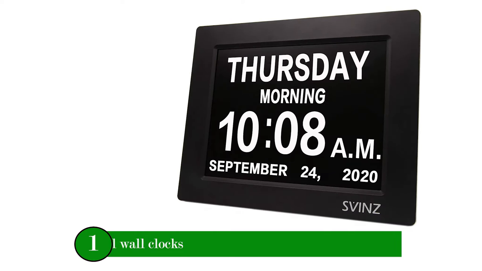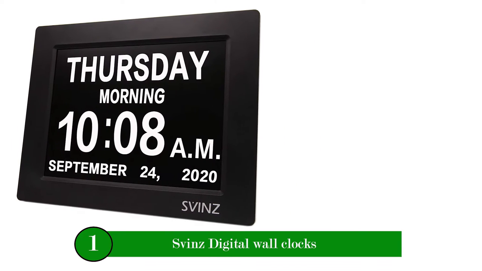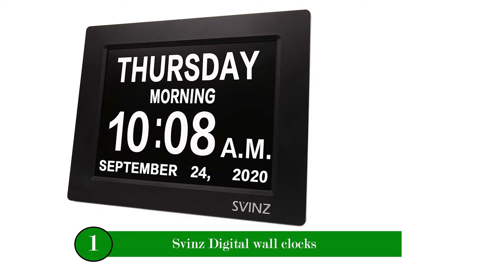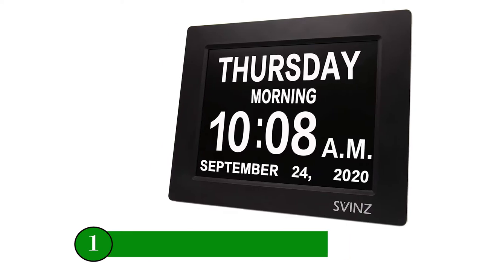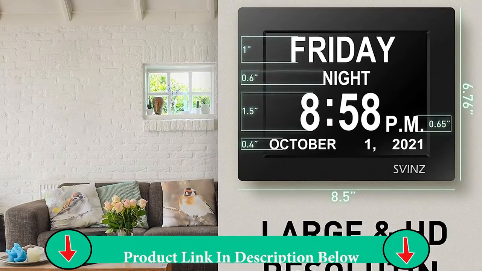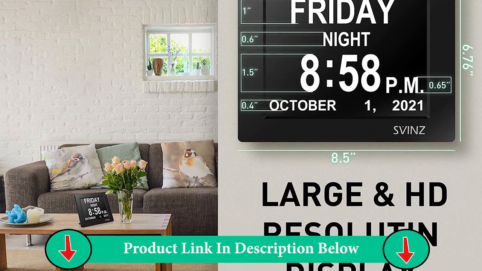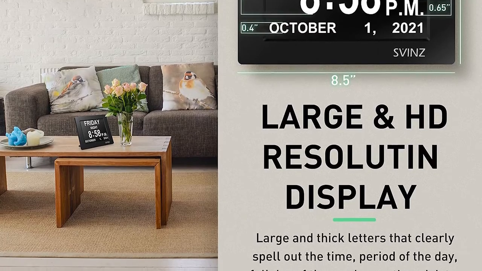Number one product, SVINZ digital wall clocks. Best clock for seniors, the high resolution 8-inch display clearly spells out the full day of the week, month and date in large, bold letters with no confusing abbreviations. Also shows morning, afternoon, evening, night, pre-dawn all the time.